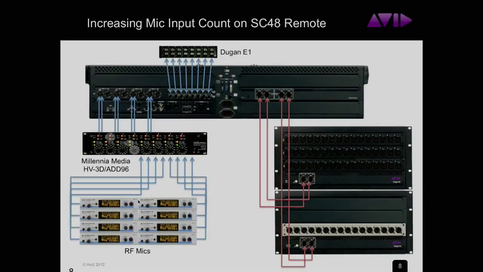I'm just showing the Dugan here, but if you had other insert gear that you wanted to consume those insert points with, you could certainly do that there. So you can see that IO16 card is a really key piece of this, and it gives you a tremendous amount of power and flexibility right at the console, in addition to the whole SC48 remote concept. Okay? All right.